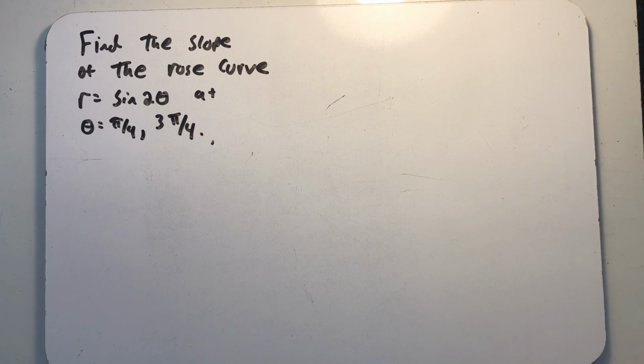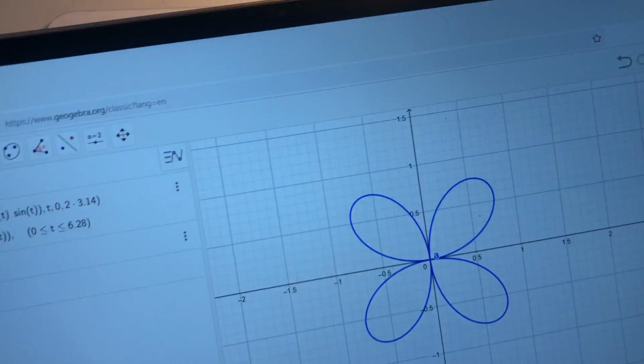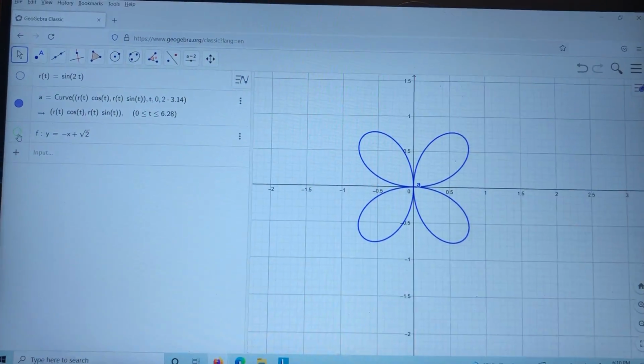We've been asked to find the slope of the rose curve, r equals sine of 2 theta, at two different places, at theta equals pi fourths and theta equals 3 pi fourths. I've taken the liberty of graphing our rose curve here, just in case it had been a while since we've seen it.